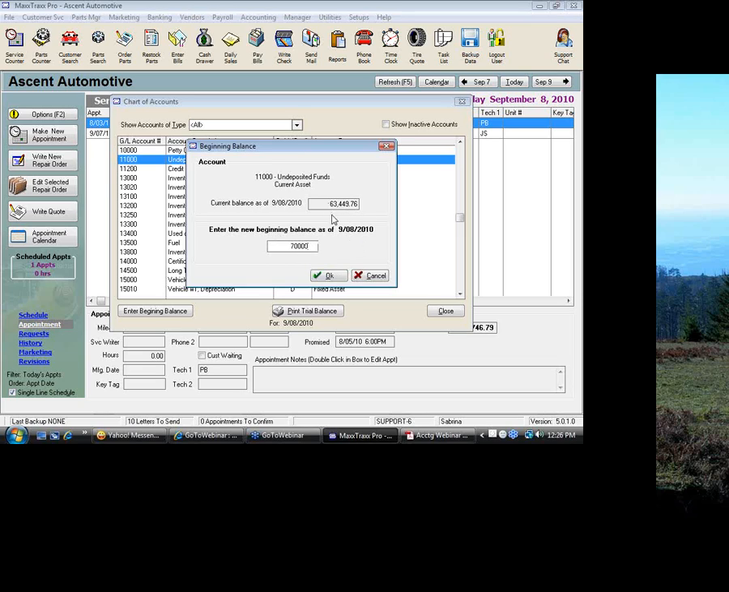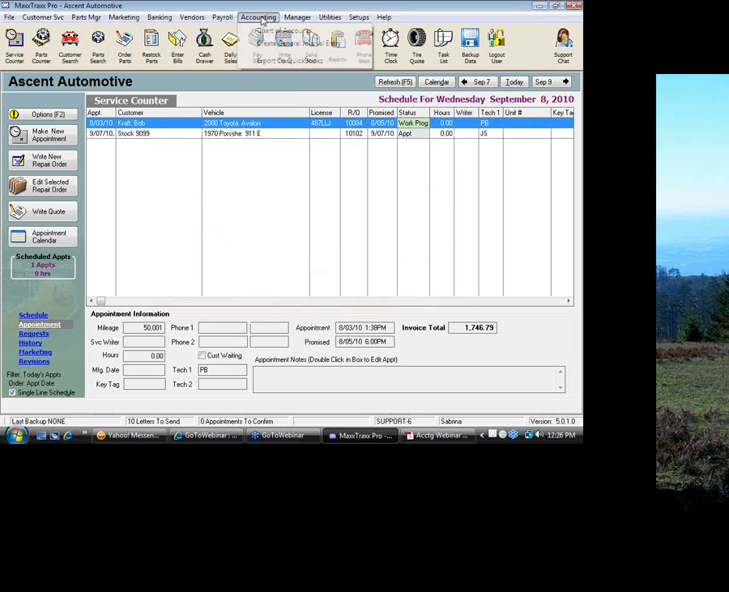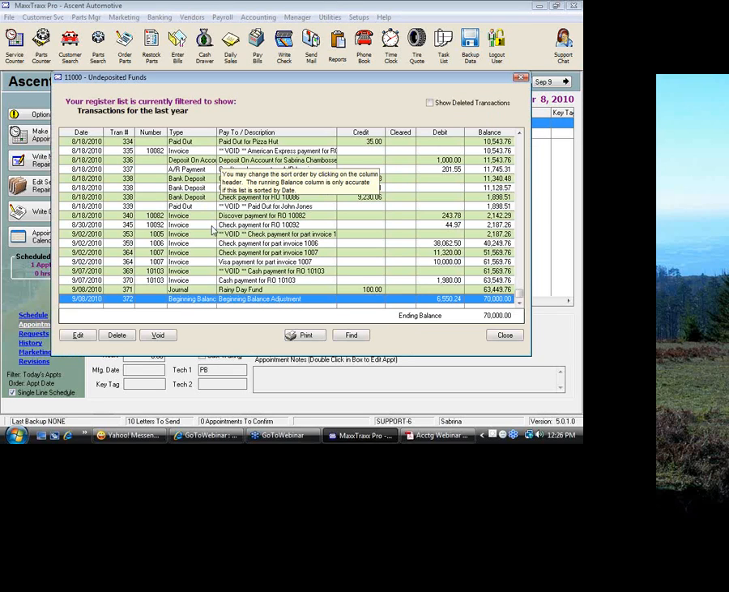So it's going to take what's in there today and then adjust it to what you want it to be, and it'll calculate the difference. Let's look at that. I'll click OK and close. So now if I go back to accounting, chart of accounts, and look at that undeposited funds, now I can double click on this one here. I think I can double click, yes. And you can see to go from $63,000 to $70,000, it made an adjustment of $6,500.